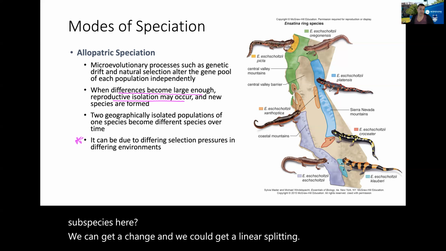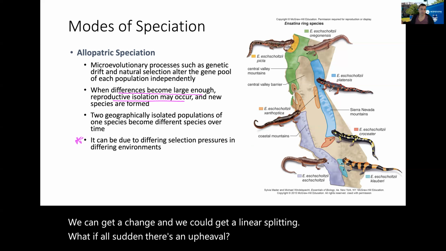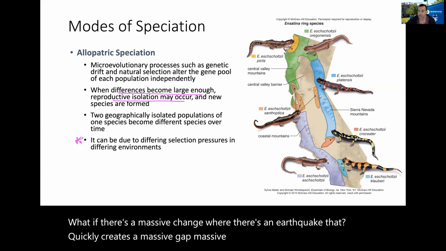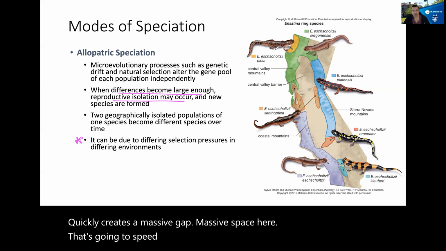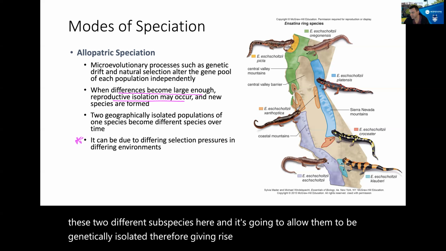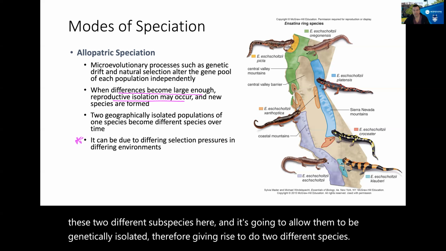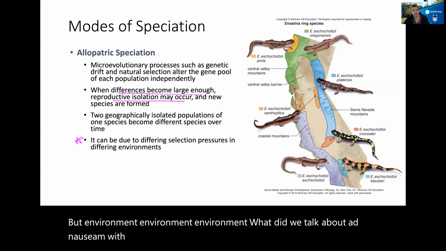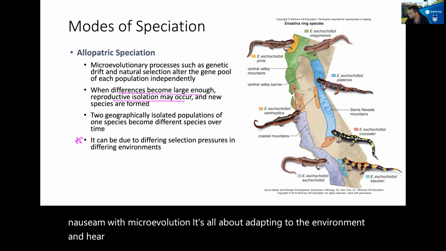What if all of a sudden there's an upheaval? What if there's a massive change? What if there's an earthquake that quickly creates a massive gap, a massive space here? Well, that's going to speed up this situation of no interbreeding between these two different subspecies. And it's going to allow them to be genetically isolated, therefore giving rise to two different species. But environment. What did we talk about ad nauseum with microevolution? It's all about adapting to the environment. And here, allopatric speciation looks at that.